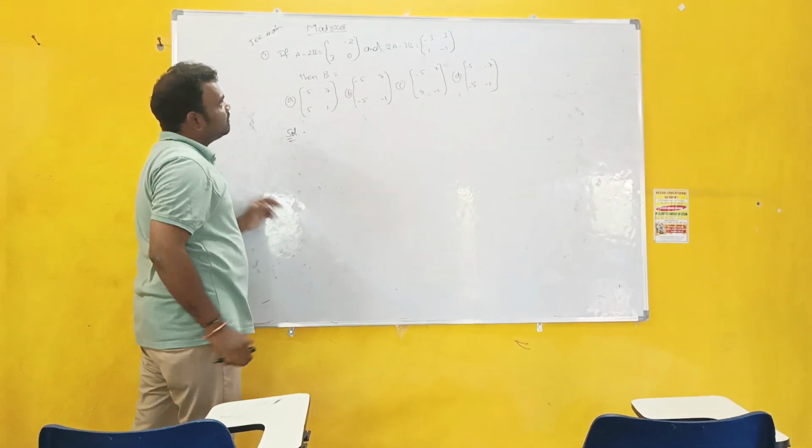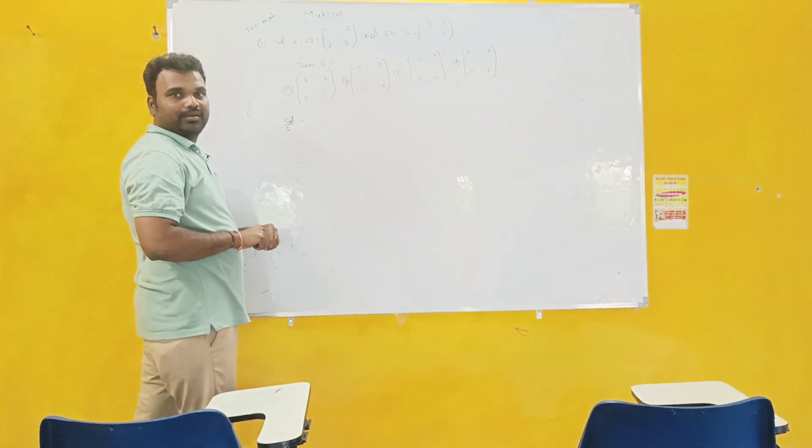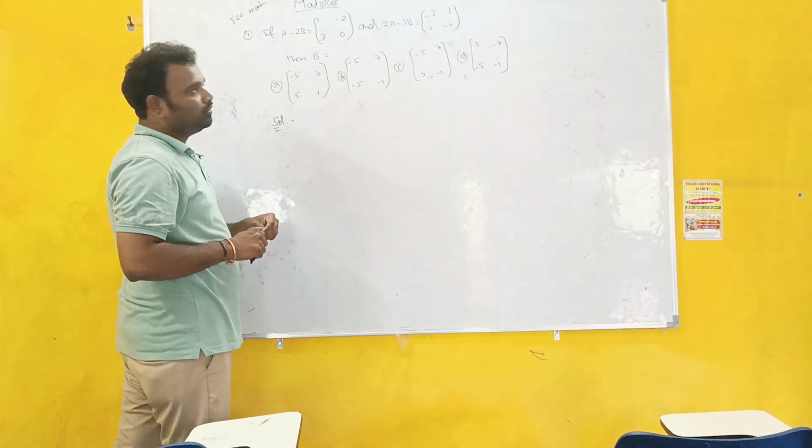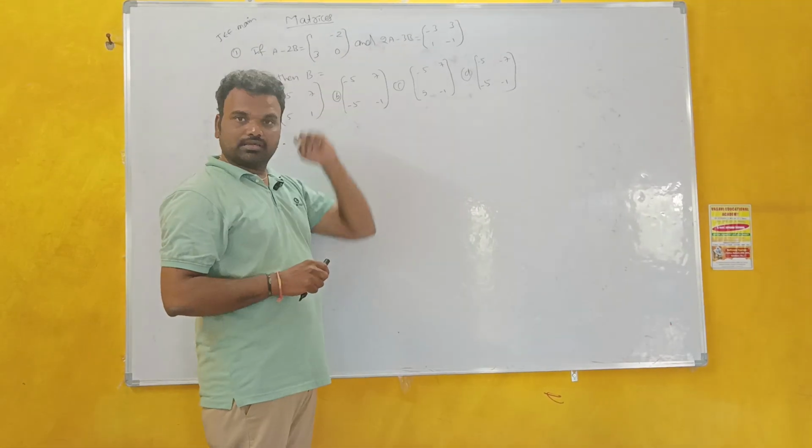This is the JEE Mains previous question for the matrices chapter. If A minus 2B equals the 2 by 2 matrix [1, -2; 3, 0] is given, and 2A minus 3B is also a 2 by 2 matrix, then find the B value. Here A minus 2B is there, and here 2A minus 3B is there.